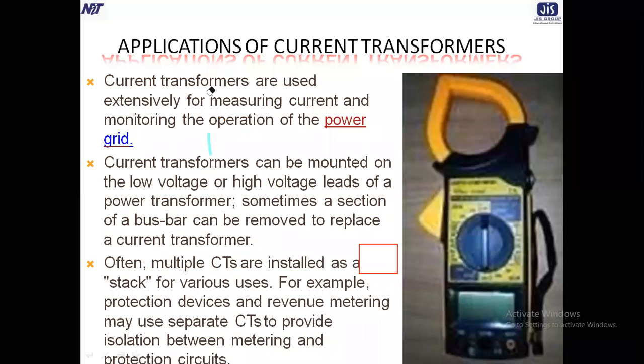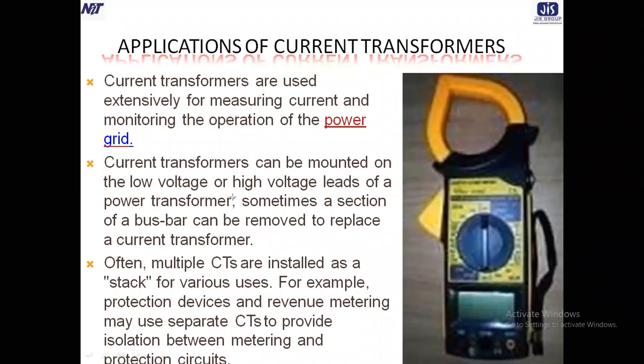Now the applications. So here, on the right hand side, this is the application part: the applications of current transformers. So try to understand it very carefully. Current transformers are used extensively for measuring current and monitoring the operation of the power grid. Okay, so a current transformer can be mounted on the low voltage or high voltage leads of a power transformer. Sometimes a section of a bus bar can be removed to replace a current transformer.